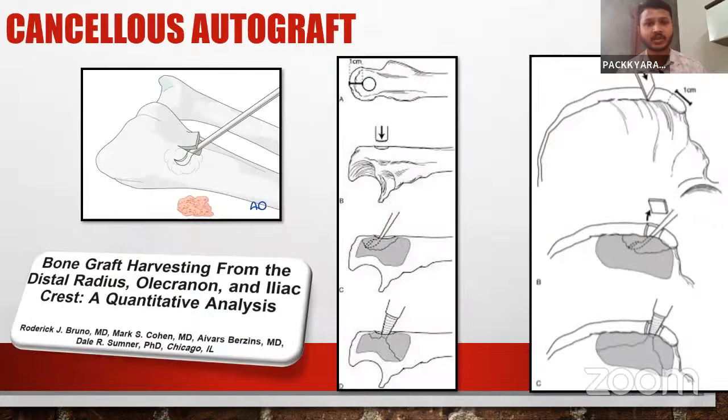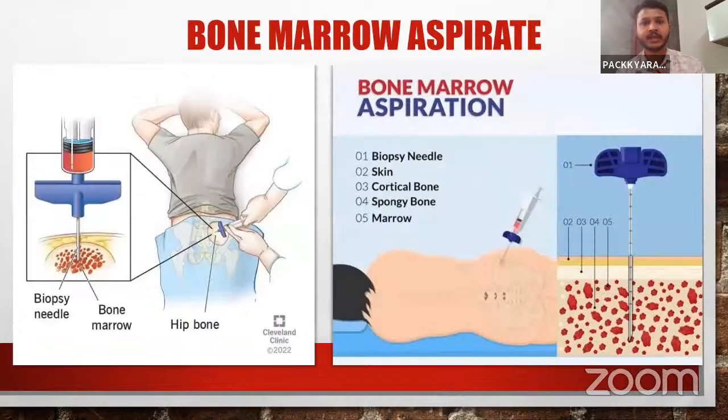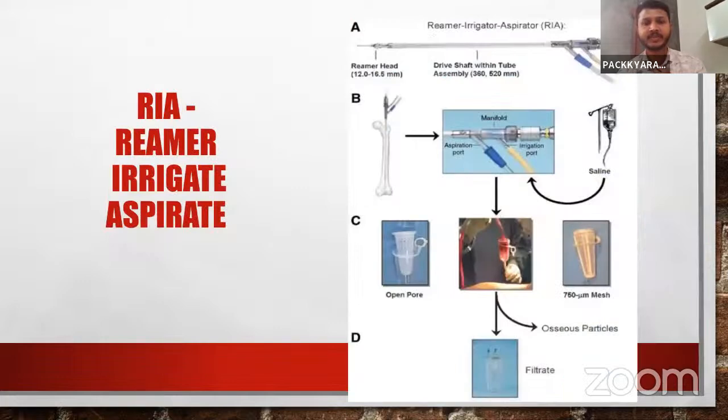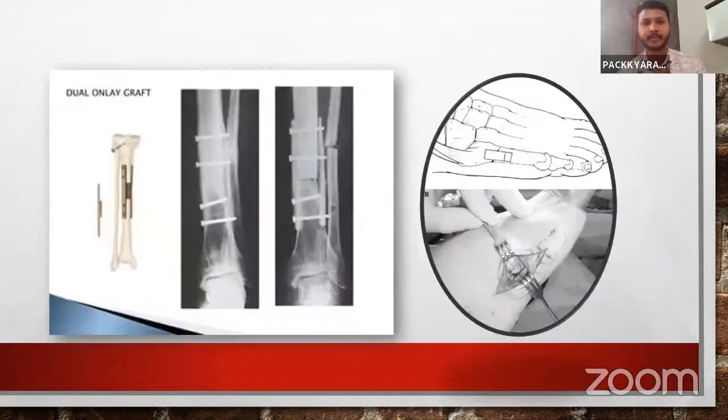And this shows the cancellous autografts harvested from metaphyseal areas like the distal radius, olecranon, proximal tibia, and distal femur. This bone marrow aspirate, what we call bone marrow injection, is harvested from the iliac crest, either the ASIS or the PSIS. When this is concentrated, it is given as bone marrow aspirate concentrate. This reamer irrigate aspirate is harvested from the medullary canal of the long bones. It is processed, and this is also said to possess all three bone graft properties.